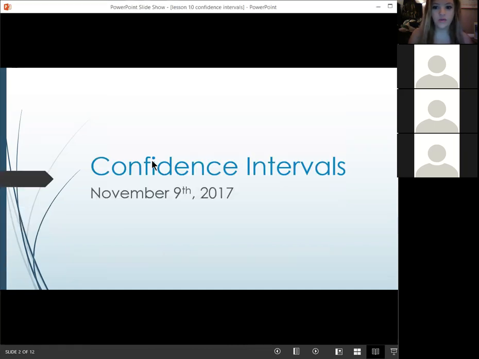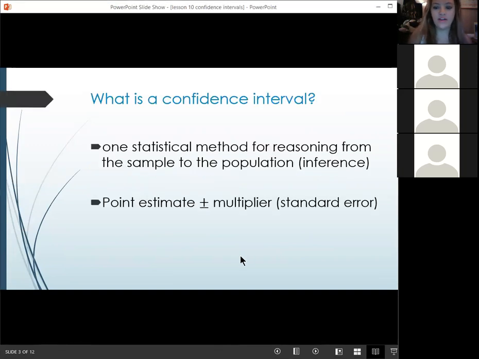And this week we are doing confidence intervals. I love confidence intervals. I think they're fun. So hopefully you guys, you're probably like, nope, but they're a good time. So let's talk about what a confidence interval is in general.